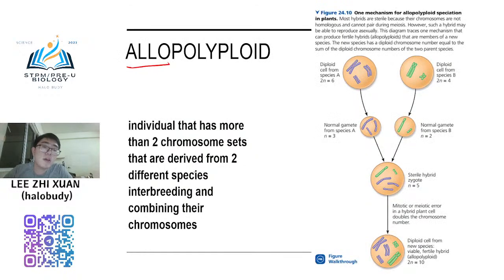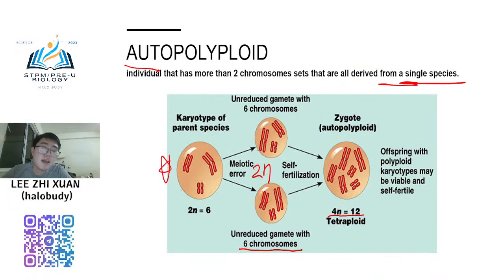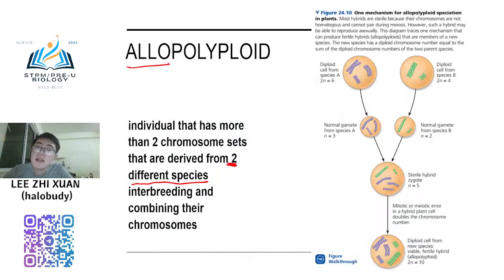But allopolyploidy involves two different species. Meaning the mother is species A, the father is species B. For this one, the parents are of the same species, but for that, the parents are not the same. The mother is A and the father is B, totally different species. So in allopolyploidy, you see that if species A contains 2n equal to 6, meaning it has 6 chromosomes, and this other one has 4 chromosomes.